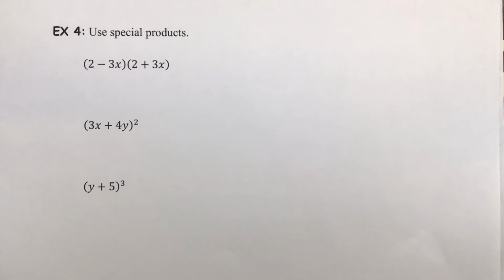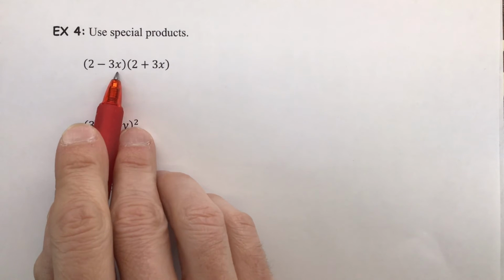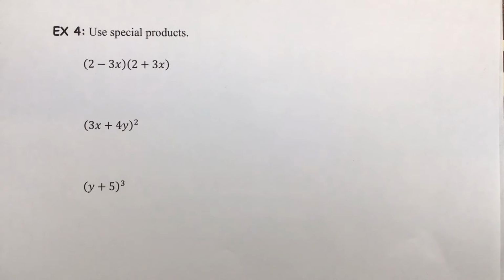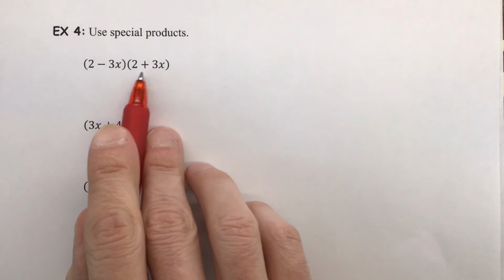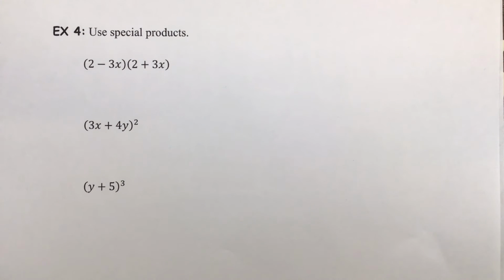All right, for example 4, let's go ahead and use those special products. The first that we have here is 2 minus 3x times 2 plus 3x. Those are conjugates. They look identical to each other, but one of them is addition, the other one is subtraction. That means that you're going to get the difference of squares.